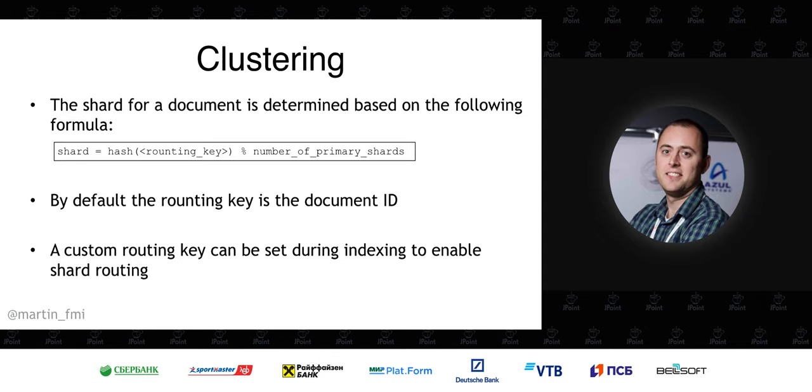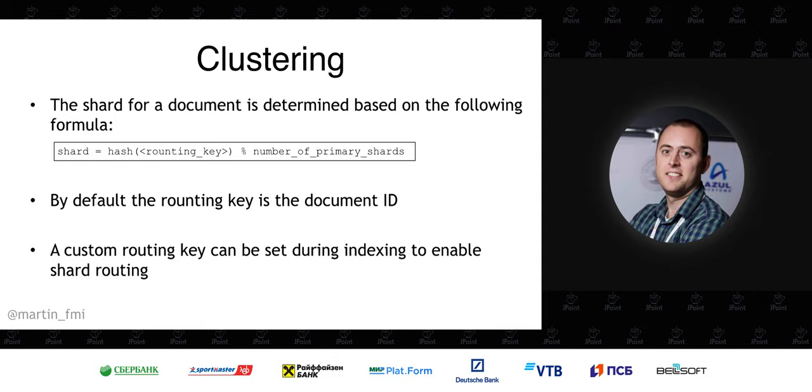A shard for a document is determined based on the following formula. We get the routing key for the document, which is basically the ID for the document that we index. We take the hash of that routing key and take the modulo based on the number of primary shards we have in the Elasticsearch cluster.